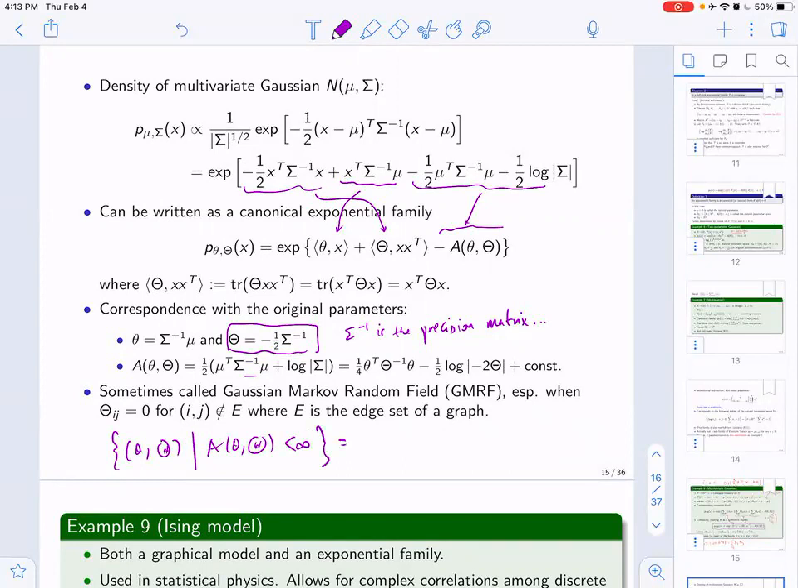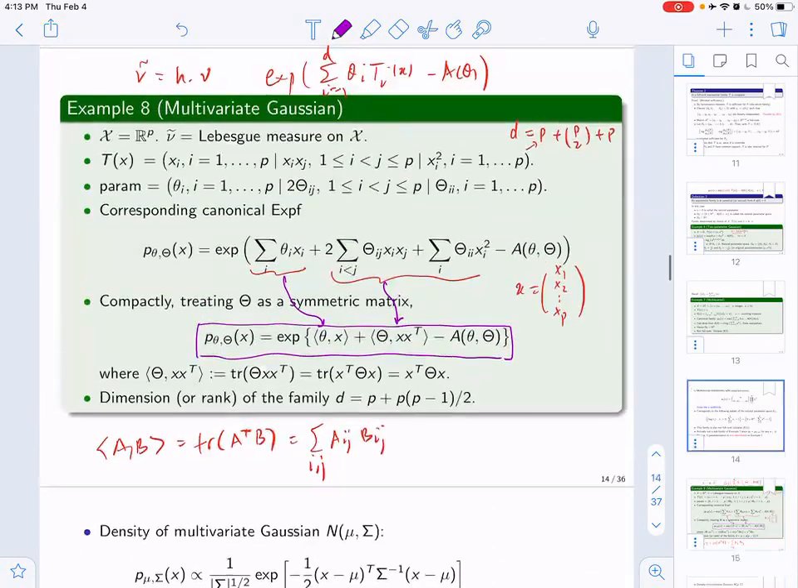So if you look at these, can anyone tell us what would be the natural parameter space in this case, given the properties of the multivariate normal distribution? Let me ask you guys, was this clear so far?